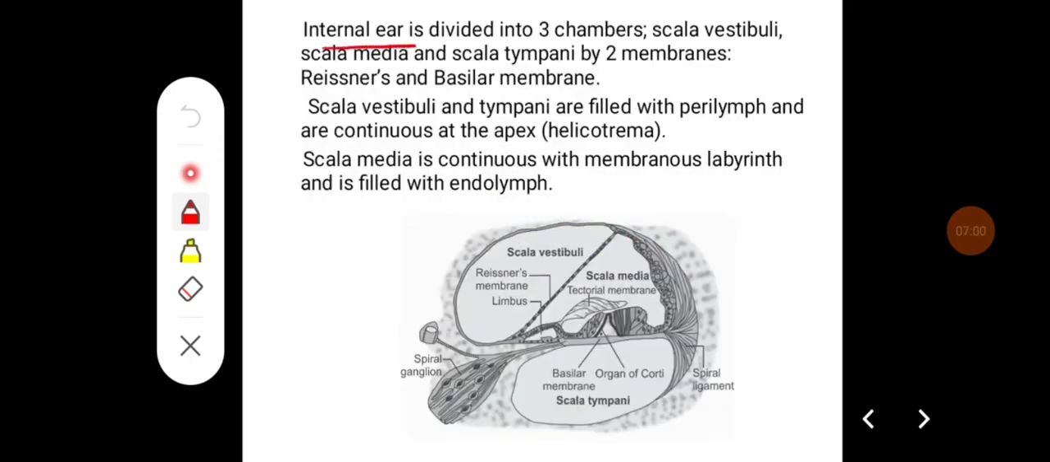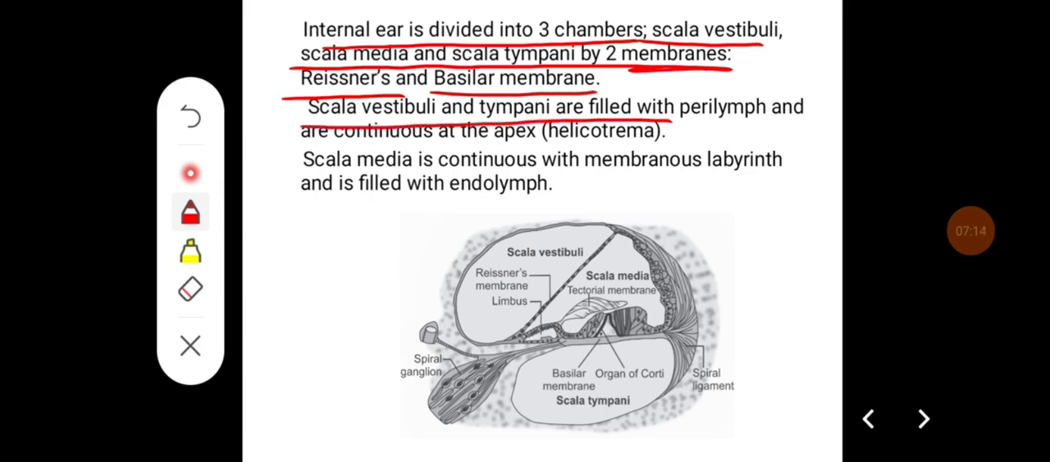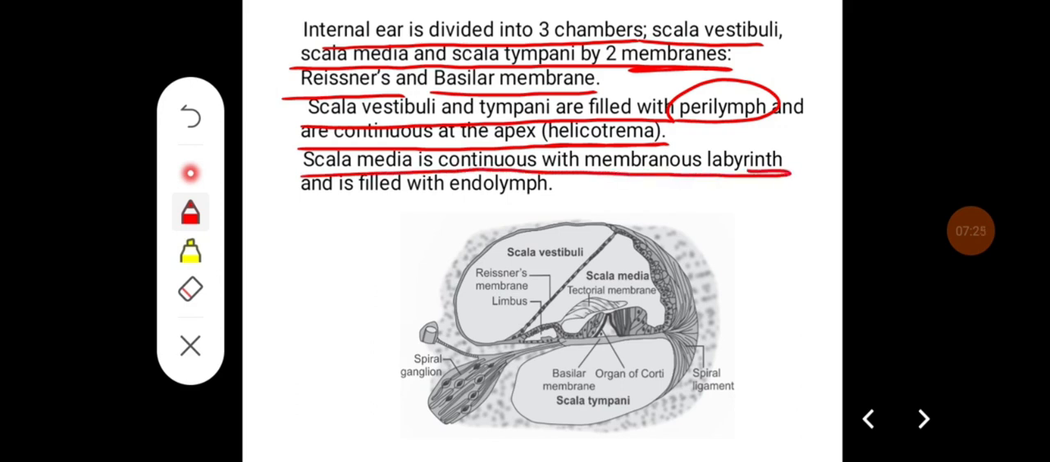The internal ear is divided into three chambers, that is the scala vestibuli, scala media, and scala tympani, by two membranes, that is Reissner's membrane and the basilar membrane. Scala vestibuli and scala tympani are filled with perilymph and are continuous at the apex, that is through the helicotrema. Scala media is continuous with the membranous labyrinth and is filled with endolymph.